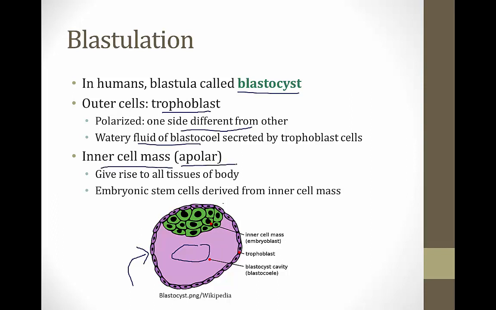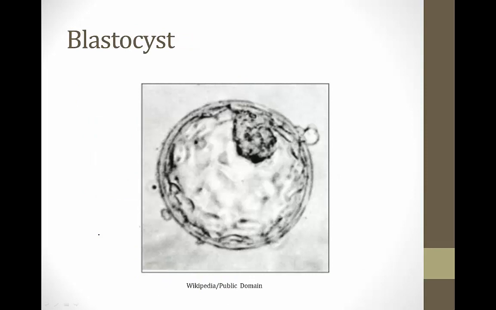This is an apolar collection of cells. In other words, one side is no different from the other. And as we'll see, these are the key cells that give rise to all the tissues of the body. And these are the cells from which you can derive embryonic stem cells, which are sometimes used for research purposes. And here's a micrograph showing you what the blastocyst looks like, just so you know this is an actual structure that you can see under the microscope.